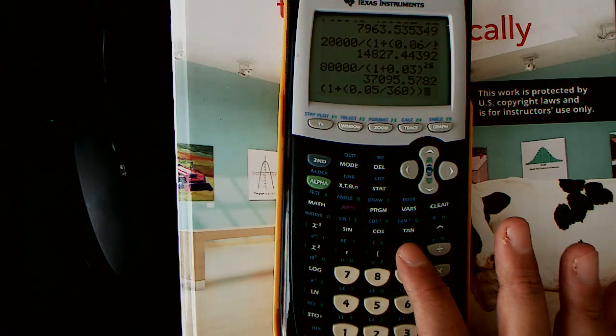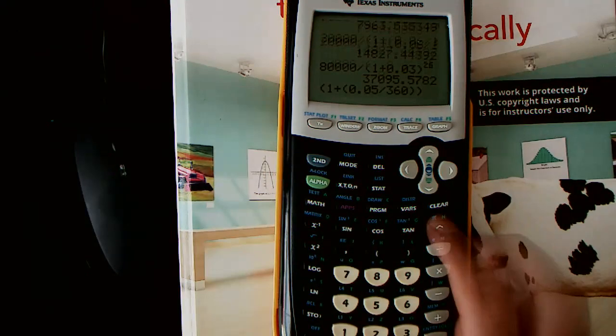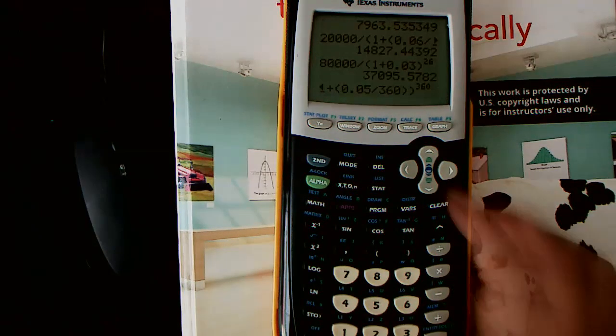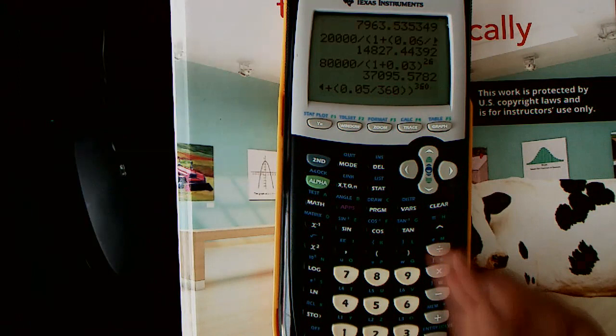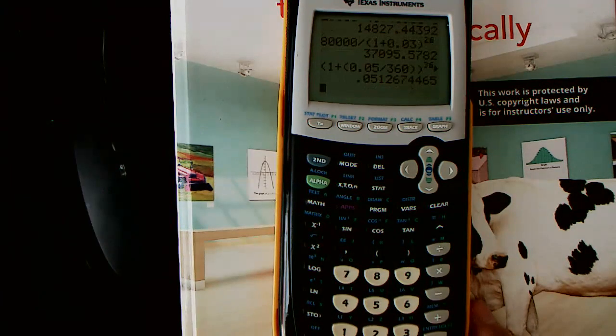Close the parentheses. That is still the compounding factor. And then raised to the power of 360 because we only consider 1 year. And then minus 1 from that. And we will have a decimal. And we are going to convert the decimal to its equivalent percent, right?